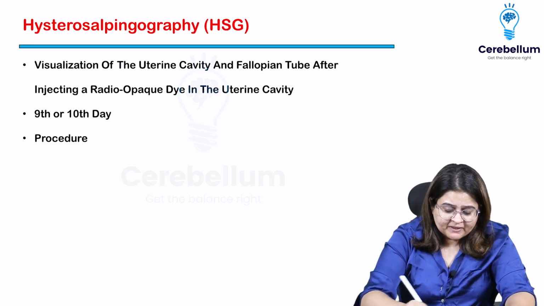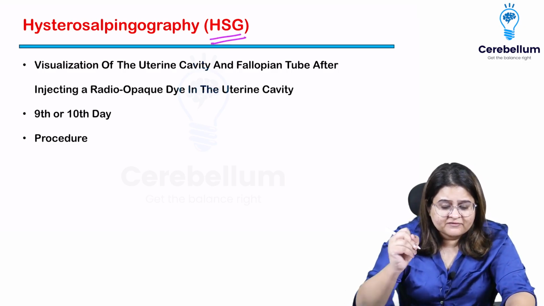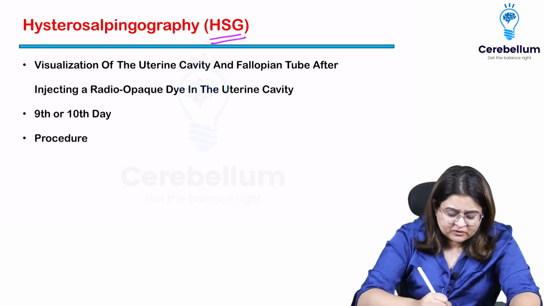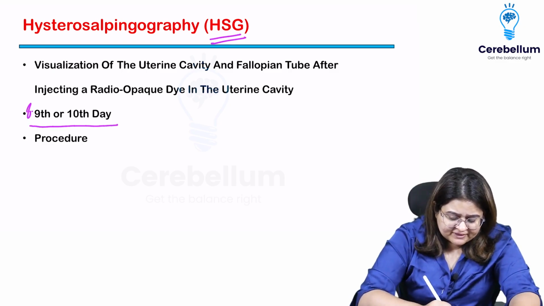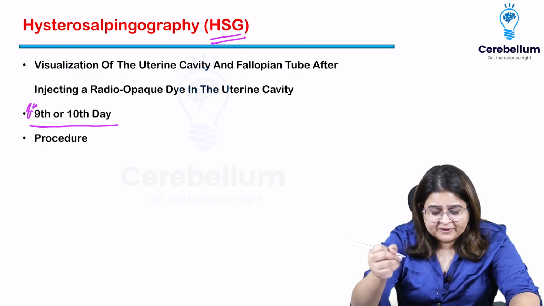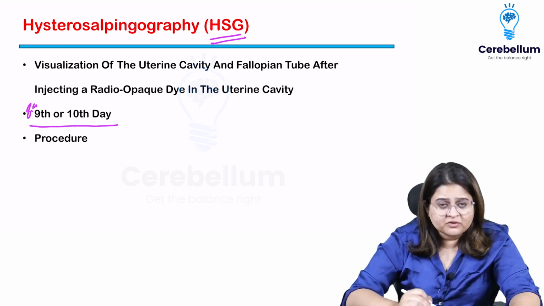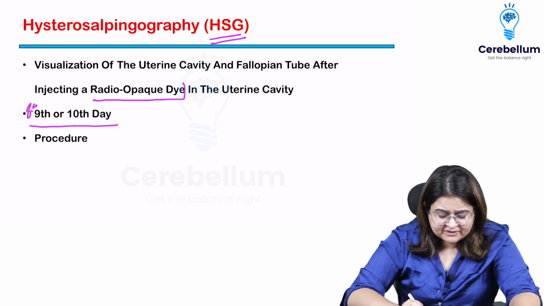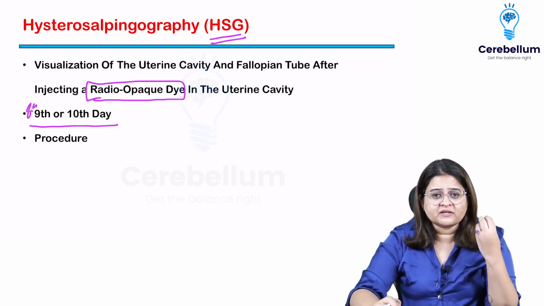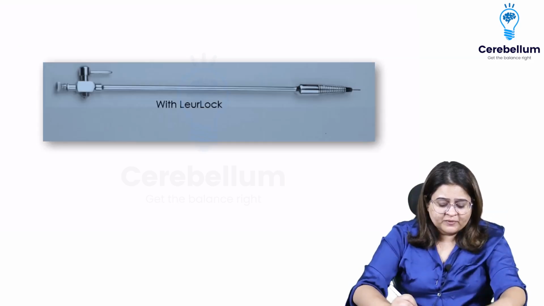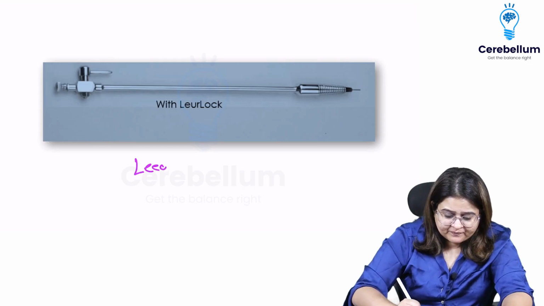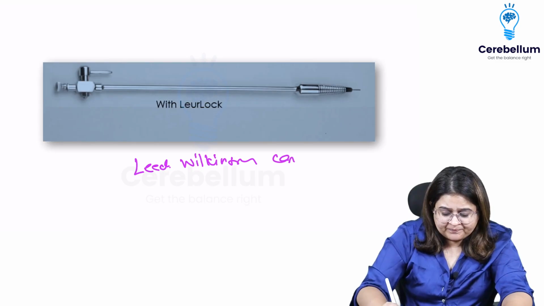Now coming to testing for tubal patency, I told you the first and initial test is always an HSG. An HSG is a radiological investigation which we do on the 8th, 9th or 10th day of the woman's period. And how is it done? We inject a water or oil based radio opaque dye in the uterine cavity. How do we inject this? Using this instrument. This commonly comes in the exam. This is a Leach Wilkinson cannula.